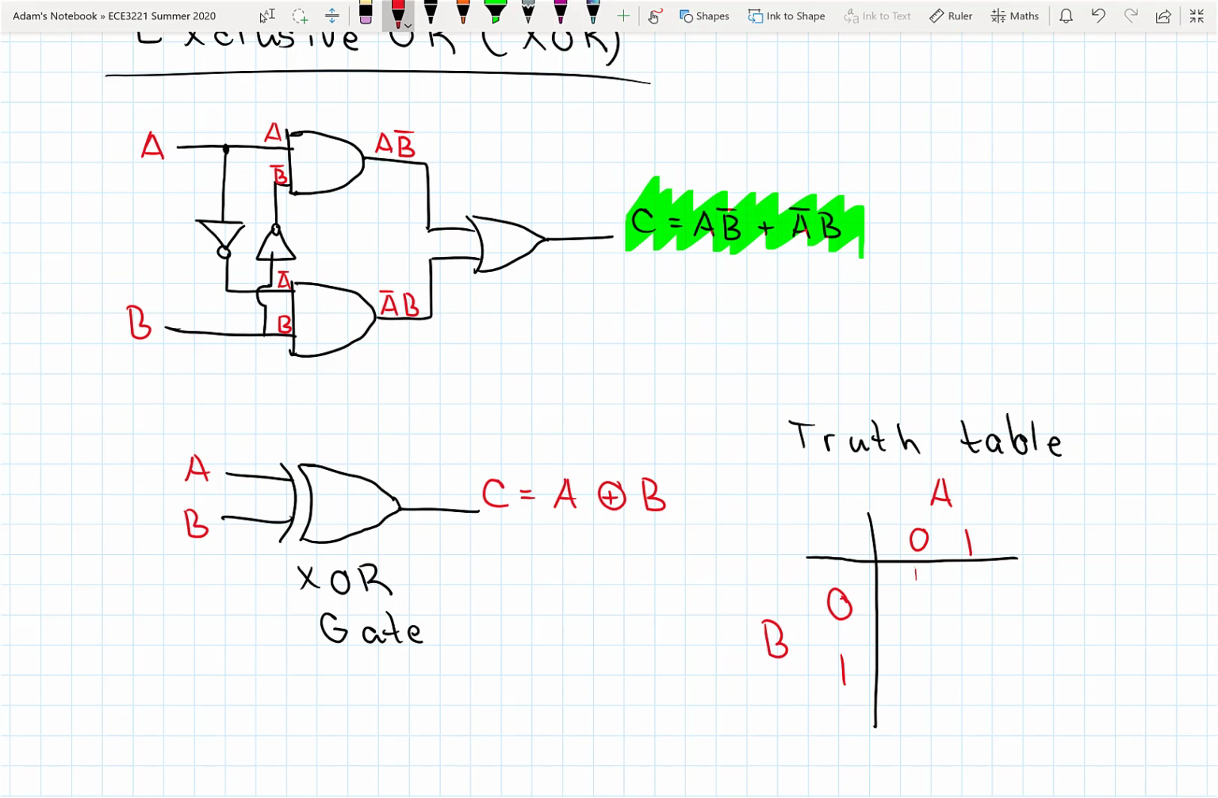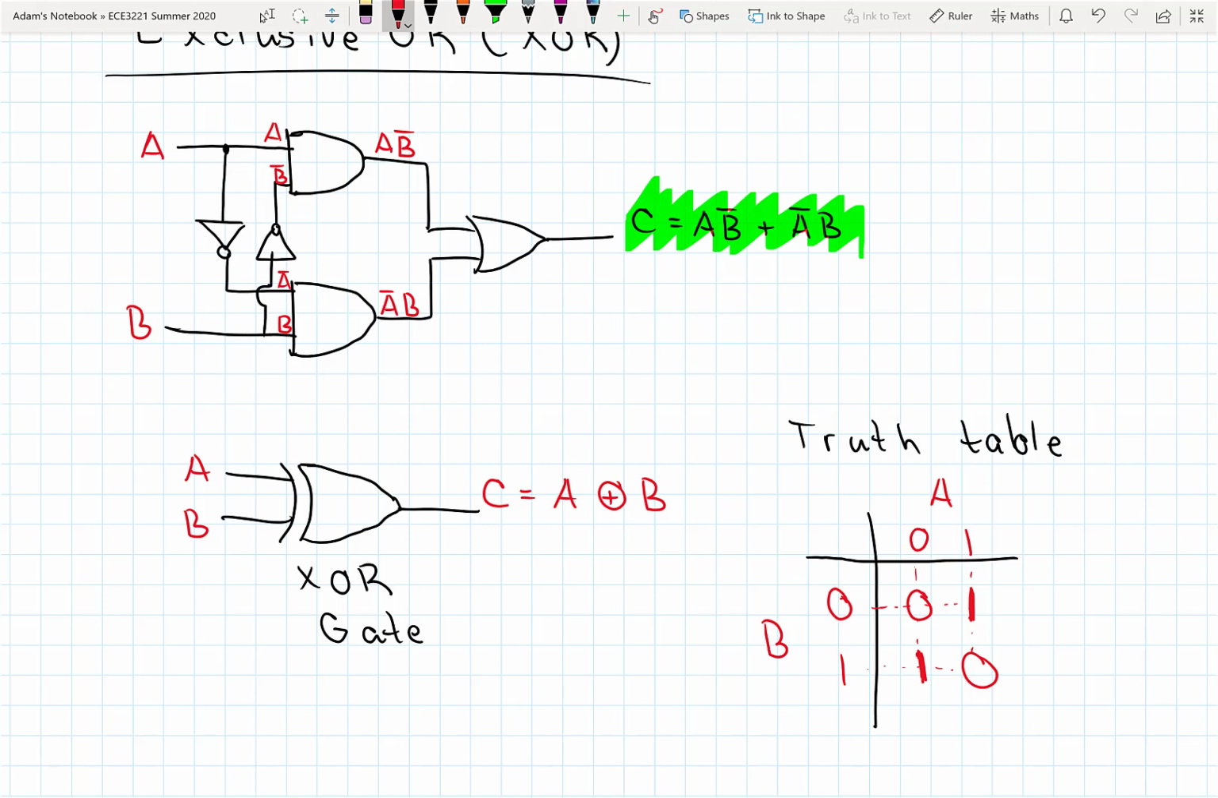So here I've got 0 and 0, so those are not different, so I get a 0 in output. Here I get a 1 and a 1, again not different, so I get a 0 in the output. But here I get a 0 and a 1, those are different, so I get a high. Here I have a 0 and a 1, those are different, so I get a high.